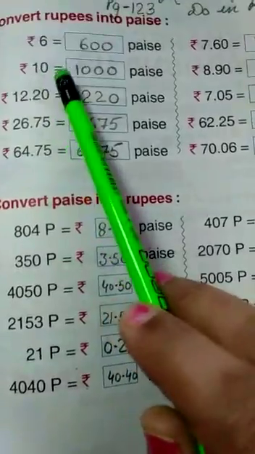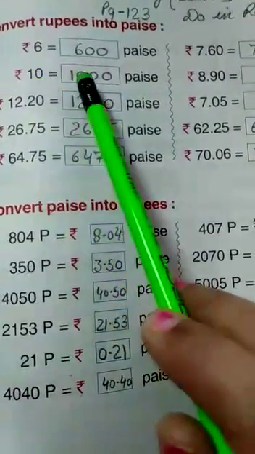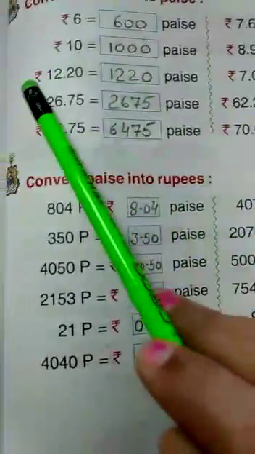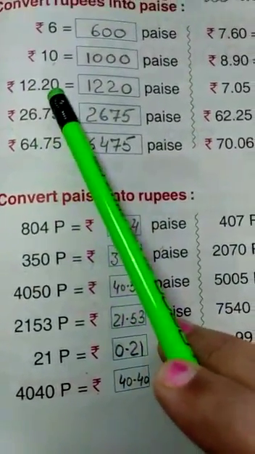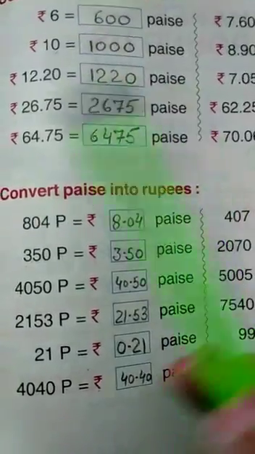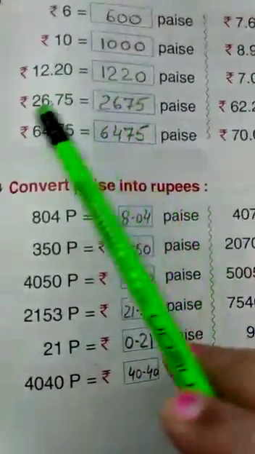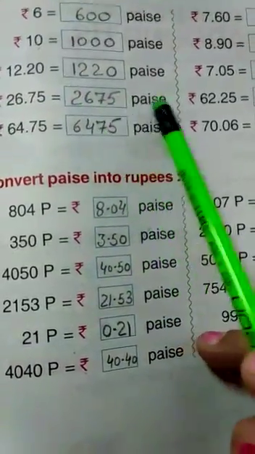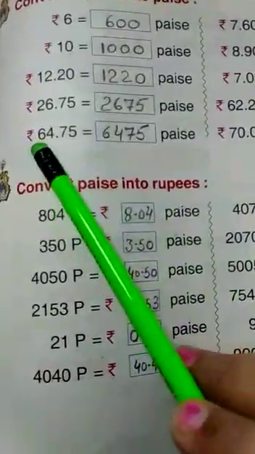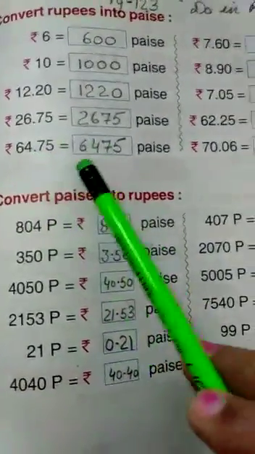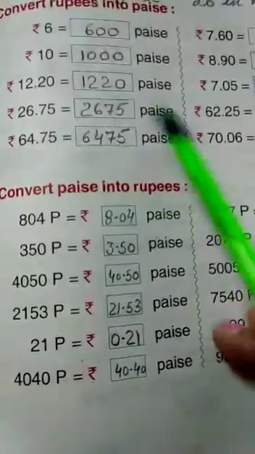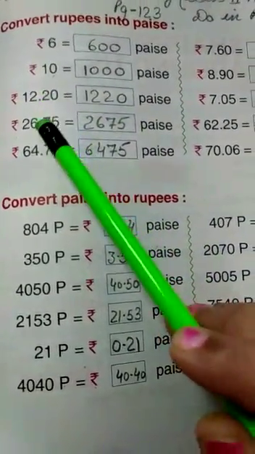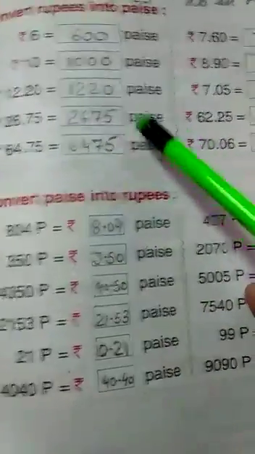Rupees 10, when you multiply by 100, becomes 1000 paise. The symbol of rupee you have to remove. Rupees 12.20 will become 1220 paise. In this you have to remove the decimal point. Rupees 26.75 will become 2675 paise. Rupees 64.75 will become 6475 paise. In the last three sums, you have to just remove the decimal point and it will convert into paise.